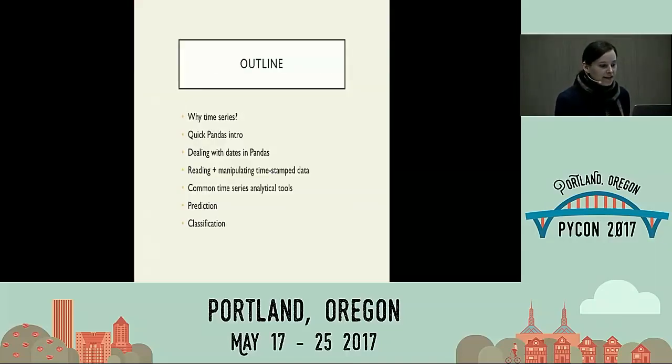So here's an outline of what we're going to talk about today. Why time series? A quick pandas intro. I am not assuming that people here are full-time data analysts, so I'm trying to make this friendly also for people who use Python but maybe don't do data analysis. Then we're going to talk about dealing with dates in pandas, reading and manipulating timestamped data, which, as we know, can be a pain in the butt in all languages.